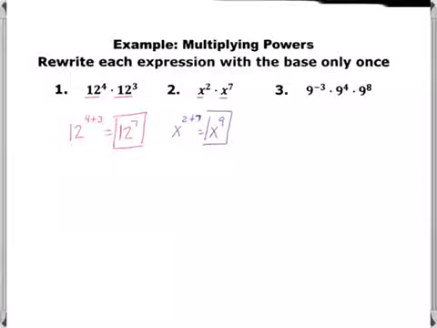And then in question 3, same idea. We have bases of 9 for all three. Since we're multiplying them all together, we're going to add the exponents. So you've got 9 is your base, and you've got negative 3 plus 4 plus 8. Well, negative 3 plus 4 is 1. 1 plus 8 is 9. So you've got 9 to the 9th power.